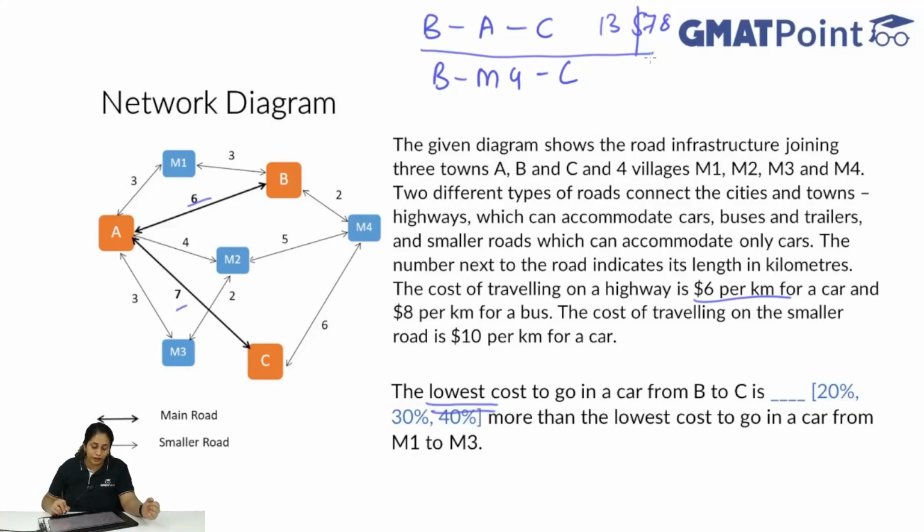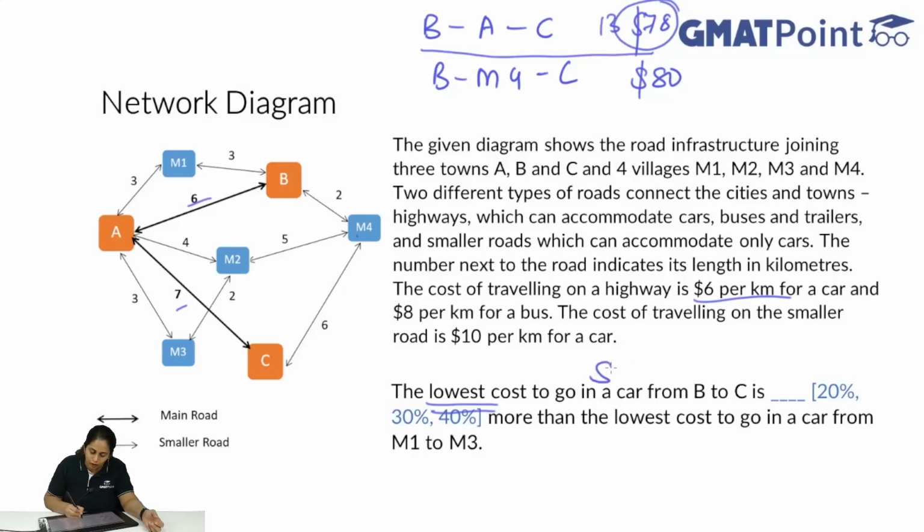Now consider BM4C. The cost on a smaller road is $10 per kilometer. So you have to go 2 kilometers plus 6 kilometers, that is 8 kilometers. So that would be $80. This is $80, this is $78. So the lowest cost is what? This is the lowest cost.